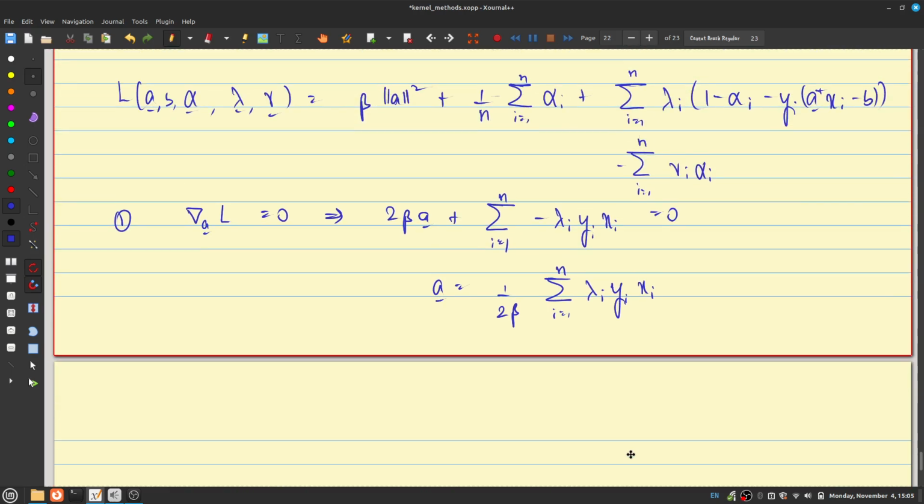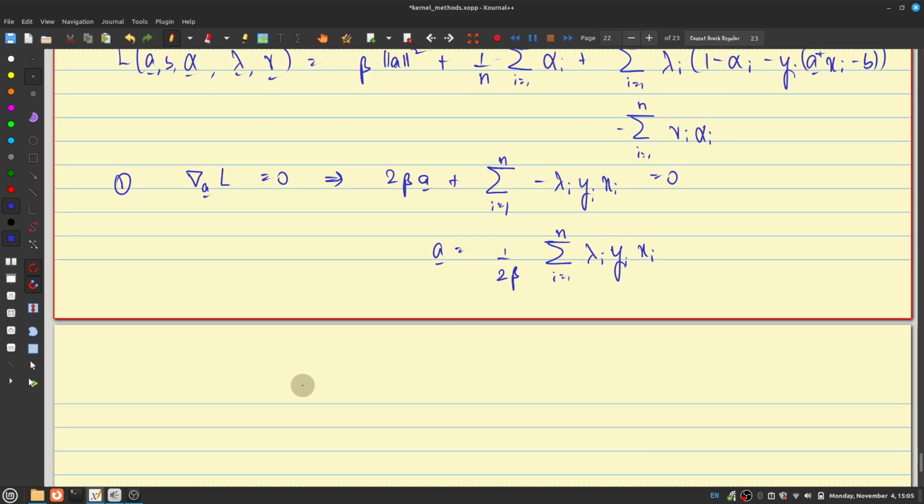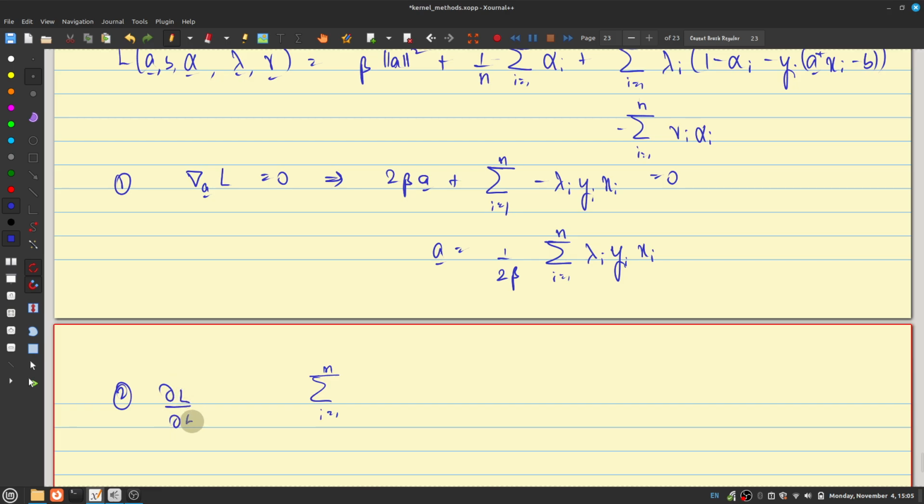We also need to do it with respect to b, but what does that give us? There's only one term, so the gradient with respect to b should be equal to 0. So summation lambda i yi should be equal to 0.